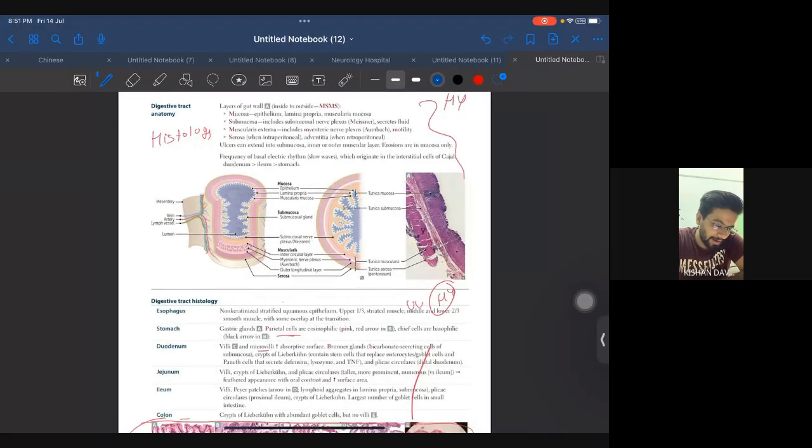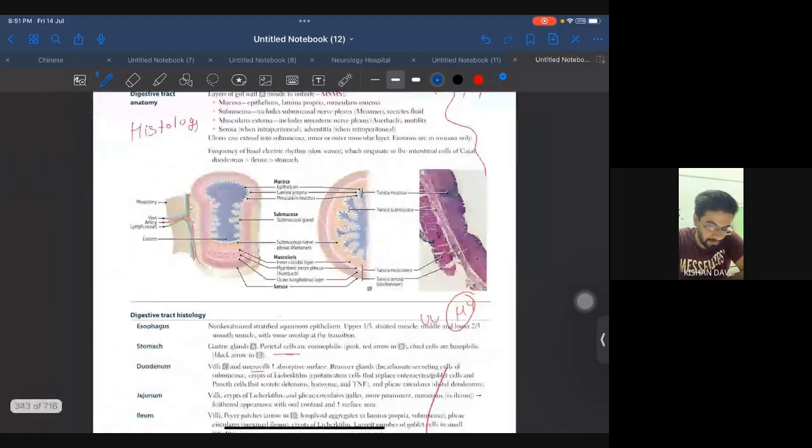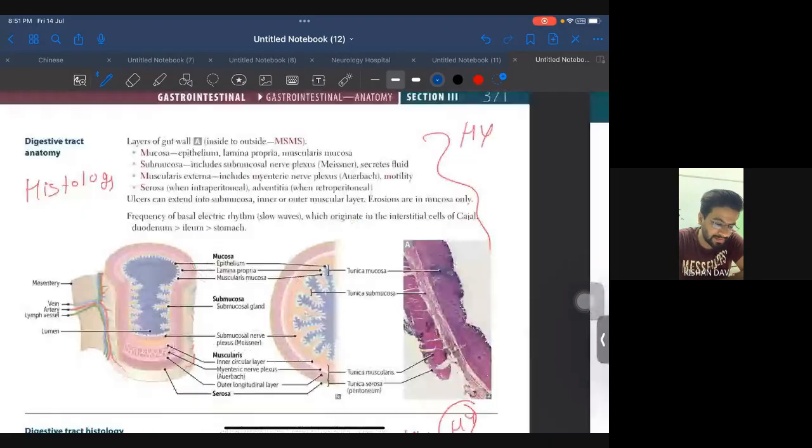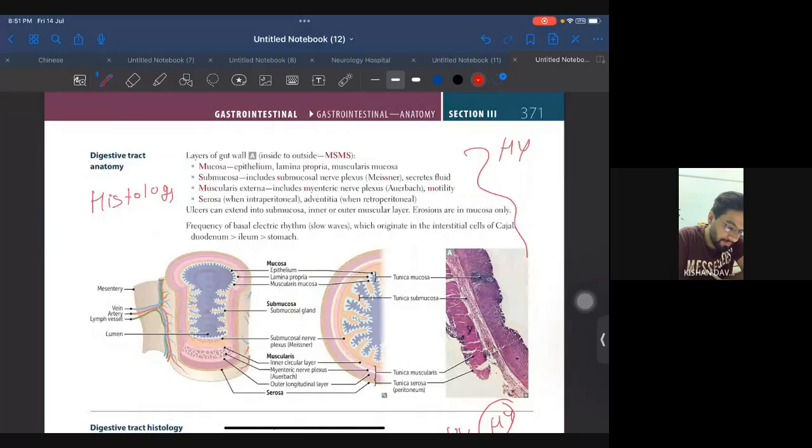Coming to the digestive tract anatomy and histology. Histology is also very important. So let's just have a quick review over here. Mucosa, submucosa, muscularis externa, and serosa. Now you know there are some structures like the esophagus and gallbladder. The esophagus might not have one or two layers. The gallbladder might not have one or two layers. So going into that detail is not necessary over here. What is necessary here? Let's just see.